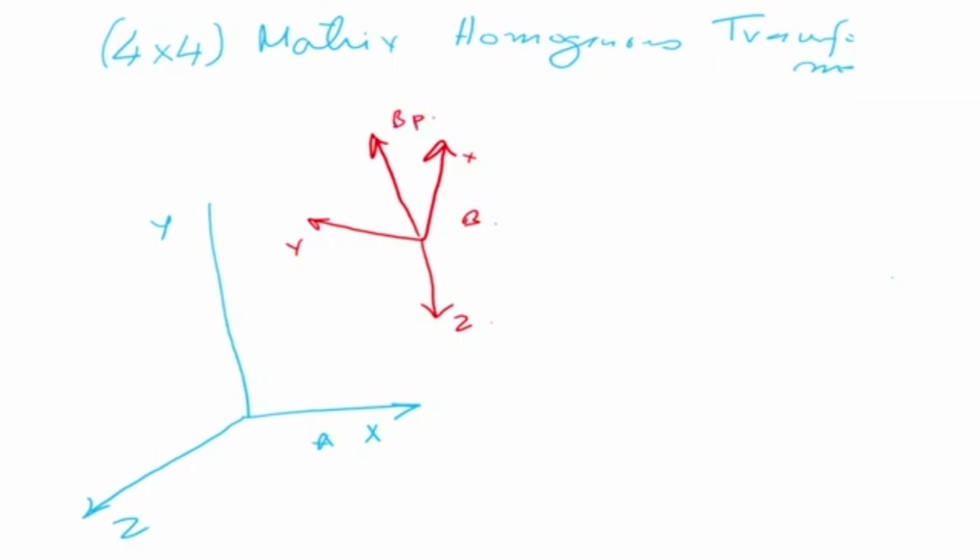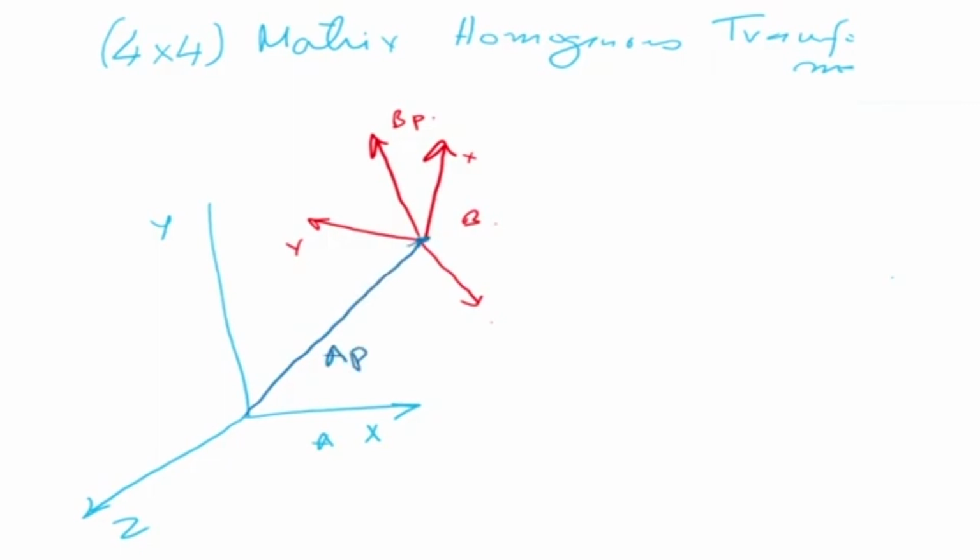Okay, so now we have two frames which are translated and also rotated. Translated means there is a distance between the origins. So what is the distance between the origins? The distance between the origins is this distance between the origins of the two frames.